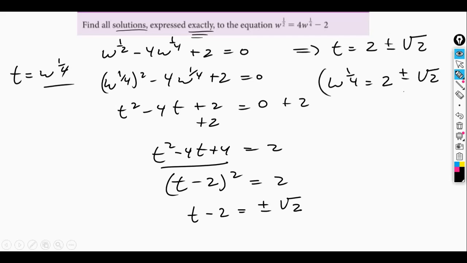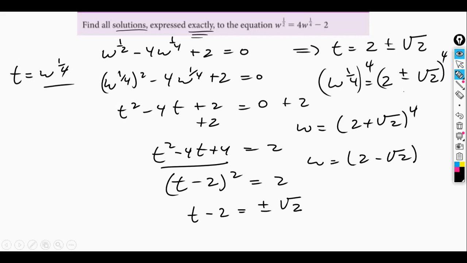That means that we have to put both sides of the equation to the power of 4. And then we're going to get that w is equal to, let's separate the solutions, 2 plus square root of 2 to the power 4, and w is equal to 2 minus square root of 2 to the power of 4. So we still have to expand this, right? This to the power of 4.